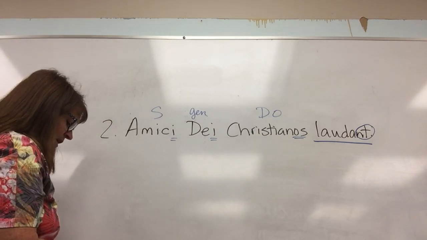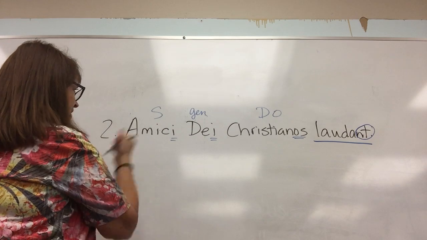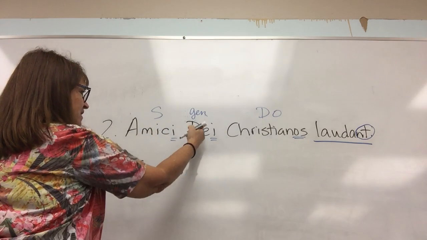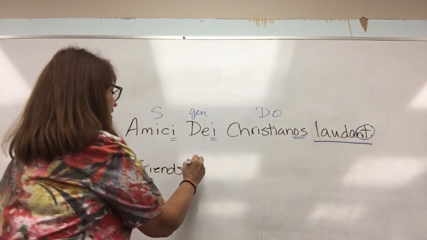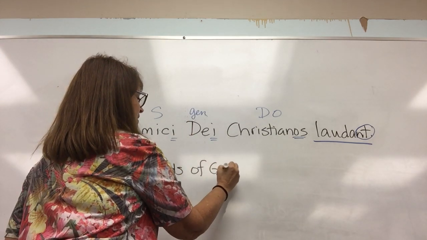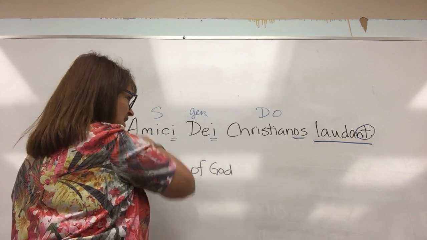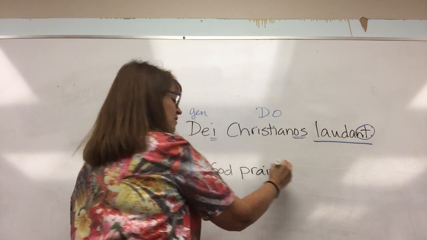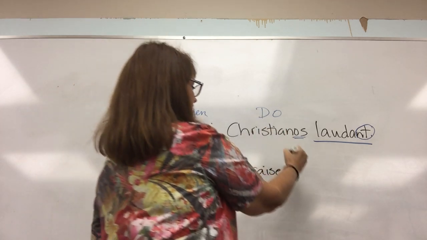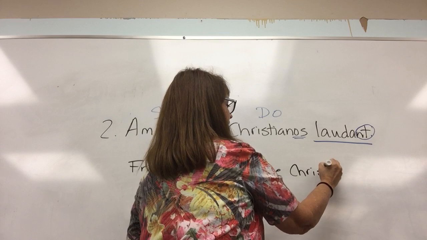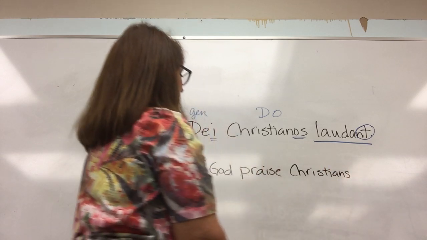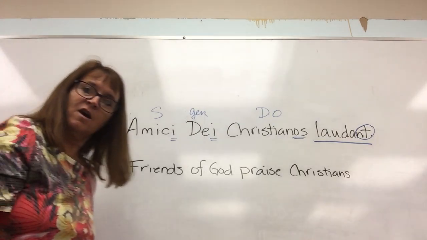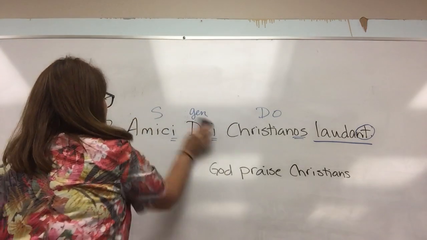So I'm going to do what I think is the subject, the friends, and I want to do my genitive, members of, the friends of God. Okay, now I'm going to hop to my verb because I've dealt with my subject. The friends of God praise, who or what do they praise? Praise the Christians. Okay, there we go. So that's how we translated that one. The friends of God praise the Christians. Okay, so let me erase this and we'll do another one.